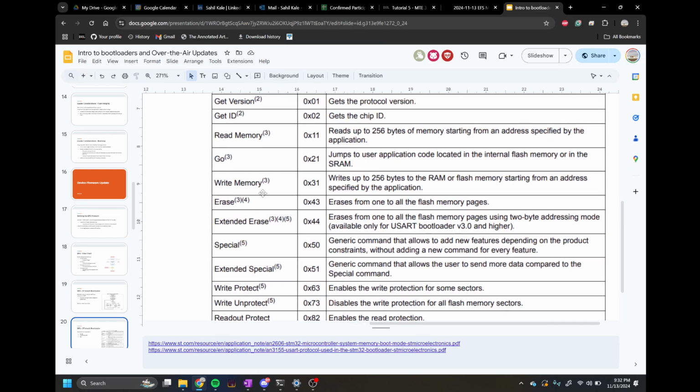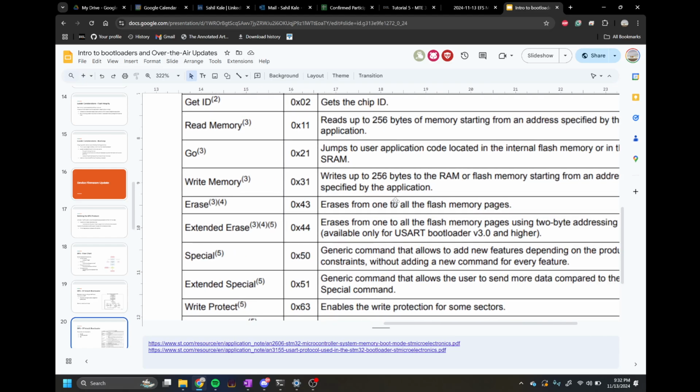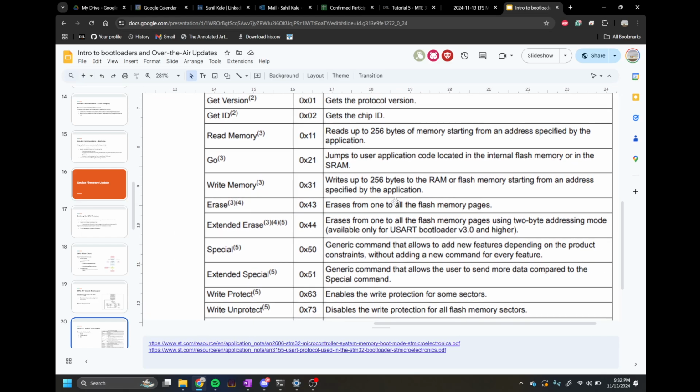And the key commands that we're interested in are write memory. And this is the key part. We can basically say, okay, we have this image over here that's on our host, and we want to be able to write it into flash memory. This write memory command, 0x31, means that we can write up to 256 bytes in a single transmission to flash memory starting from an address that we specify.